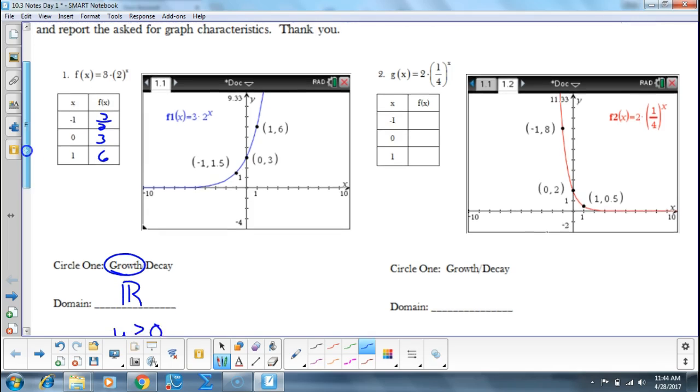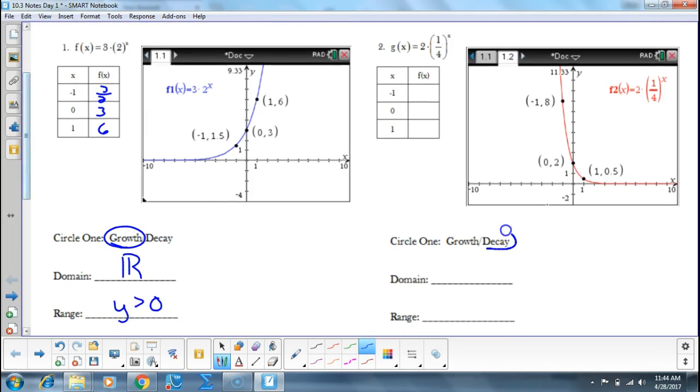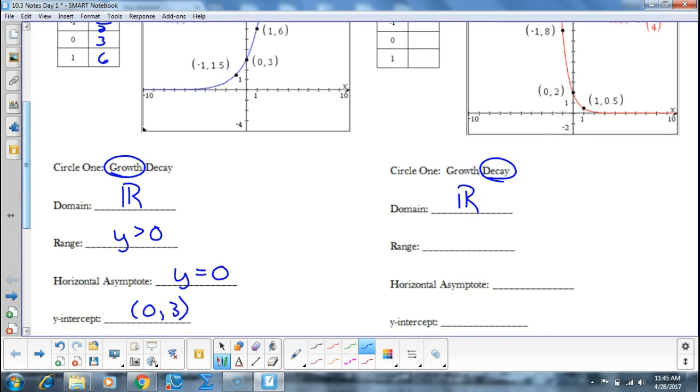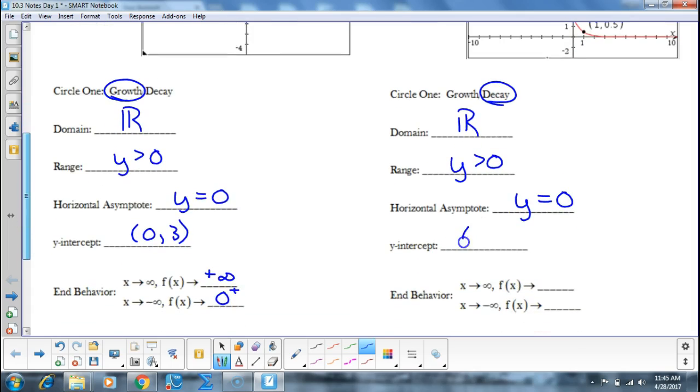Number 2 is an exponential decay. Its domain is all real numbers. Its range is y is greater than 0. Its horizontal asymptote is y is equal to 0. Its y-intercept is (0, 2). As x goes to positive infinity, the function goes to 0 from above. As x goes to negative infinity, the function goes to positive infinity.